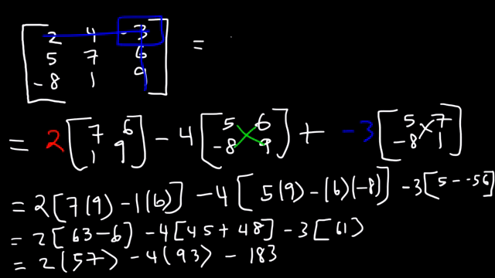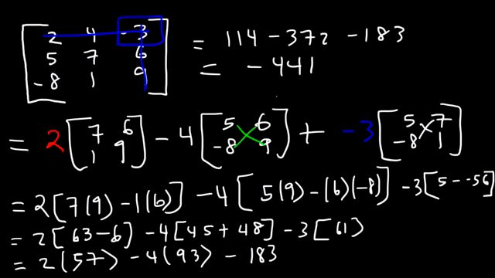2 times 57, that's 114. And 4 times 93, that's 372 minus 183. So if we go ahead and combine these last three numbers, this is going to give us negative 441. So that's going to be the determinant of the 3 by 3 matrix. Let's go ahead and work on another example.